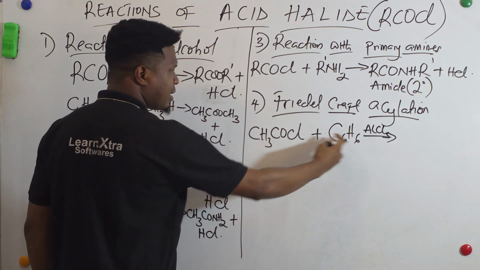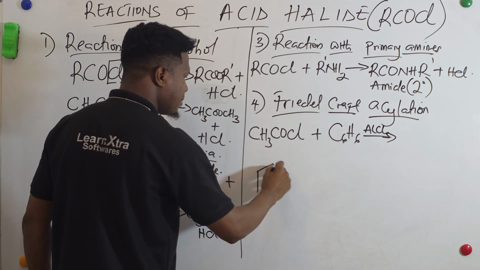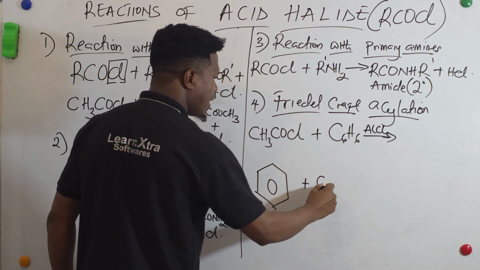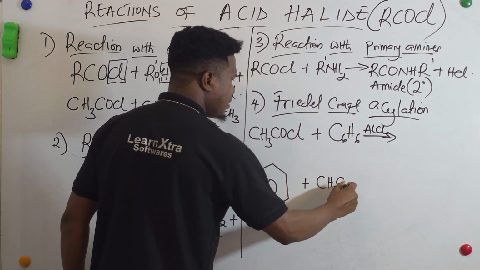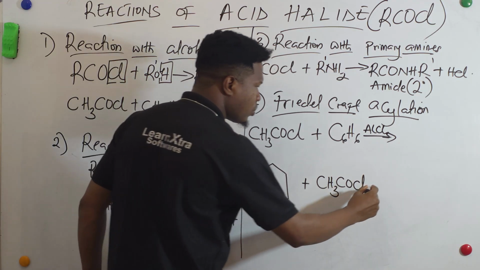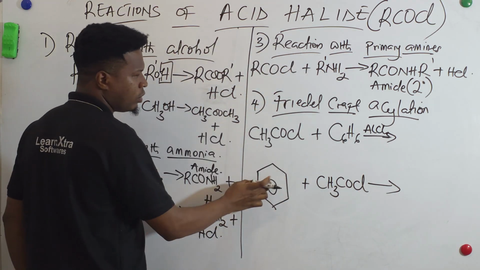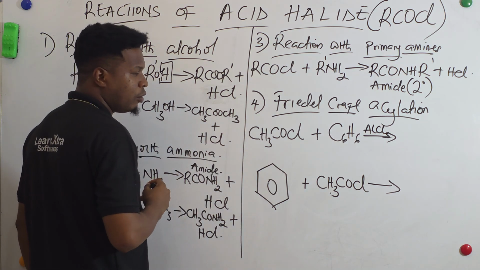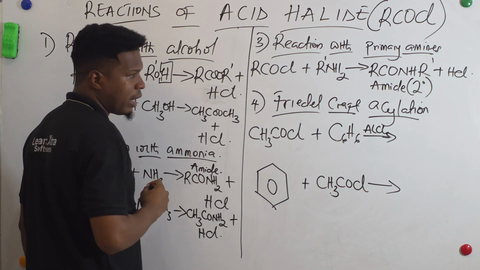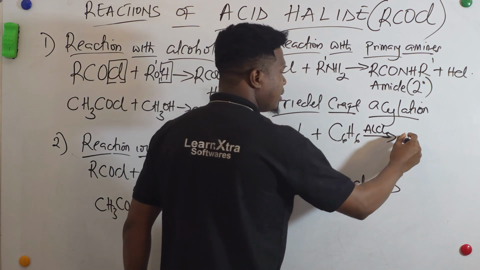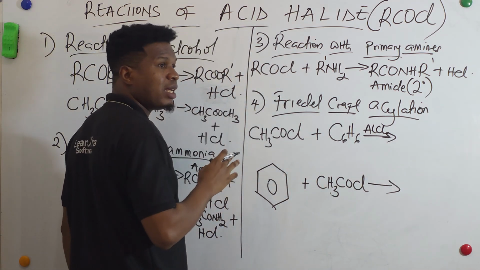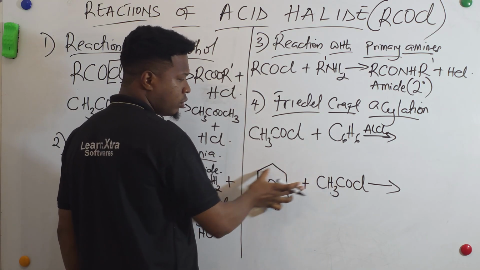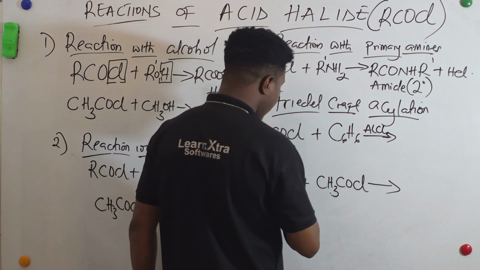Remember that what you're seeing here, benzene, is the same thing as this, and this is the same thing as CH3COCl. So this is also how the reaction looks like. This represents this. In this reaction, there will be a formation of a ketone. What is taking place here is an electrophilic aromatic substitution reaction. The electrophile from this acid chloride will substitute one of the hydrogens here.